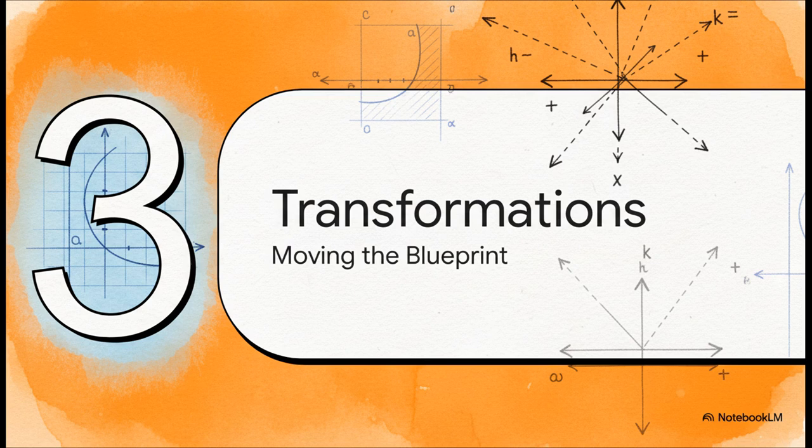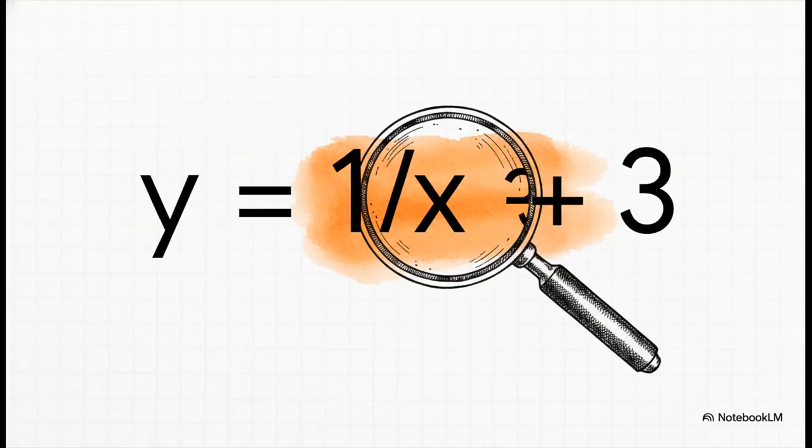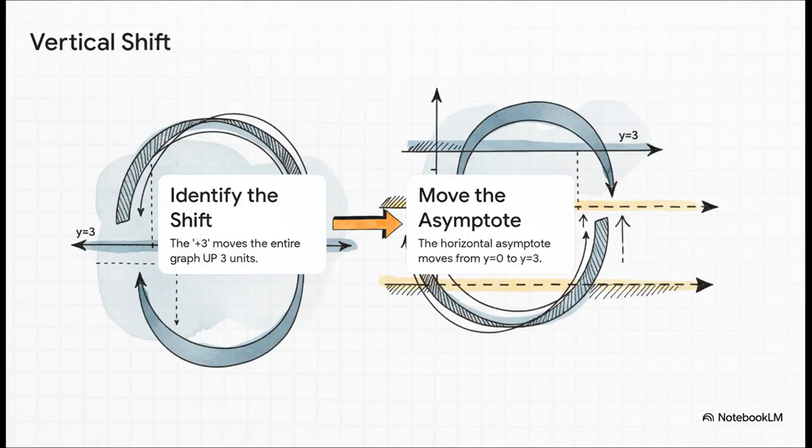Now for the really cool part. This is where the magic happens. We're going to start moving that blueprint, that original shape, all over the coordinate plane, just by tweaking the equation a little bit. Let's start with an easy one. We've got y equals 1 over x, and then a plus 3 just hanging out at the end there. So what do you think that little plus 3 tacked on the end is going to do? Yep, it's a vertical shift.